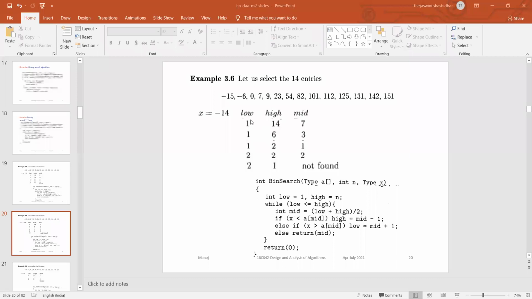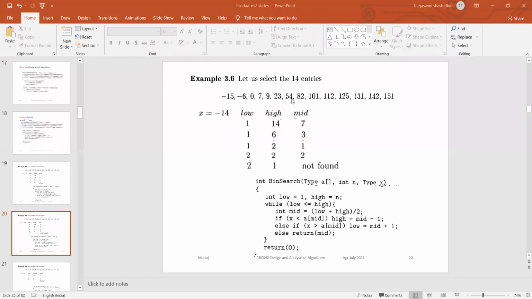First you come for low and high, 1 and 14. That will give you the same thing: 1 plus 14 by 2 is 15 by 2, and we take it as 7. Now you compare the seventh position. What is the element you have? 1, 2, 3, 4, 5, 6, 7. The seventh element is 54.